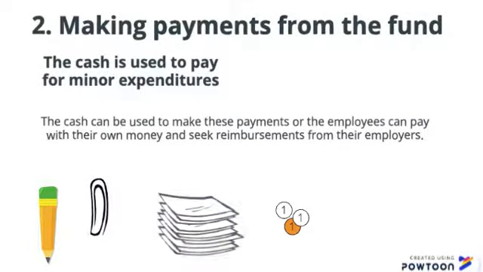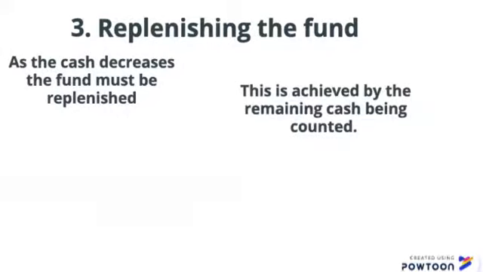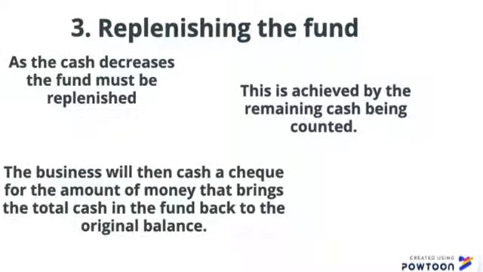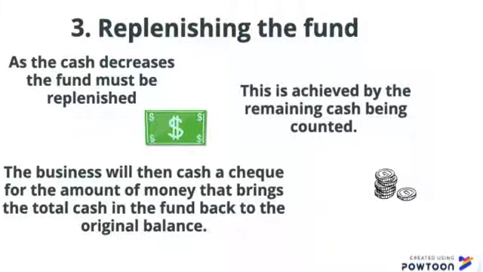Second, we make payments from the cash. Here the employees can either use the cash in the safe or they can use their own money and the business will reimburse them. In the final step, the cash has been used and as a result is decreased. The business as a result needs to get the remaining money, and cash a check for the amount which was used to increase the fund back to its original balance.